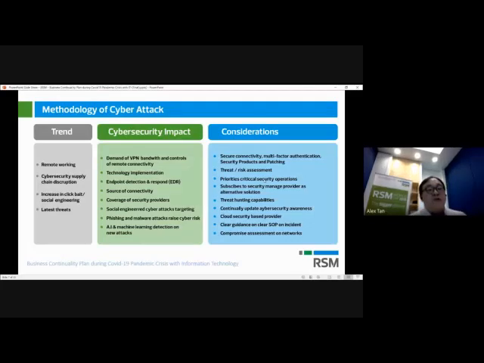So on this, we will share about the methodologies of a cyber attack. Mainly, they are put into three stages, which are the trend, the cybersecurity impacts, and the considerations, or as we know it, the remedy. So in trend, for example, we will talk about the past two months, where most of the countries worldwide are having a lockdown.